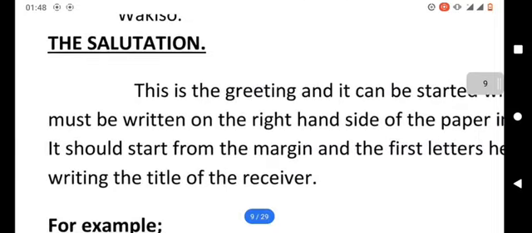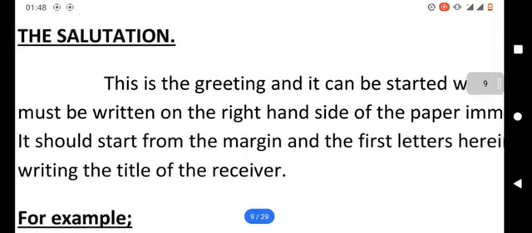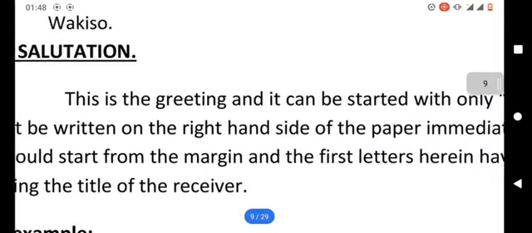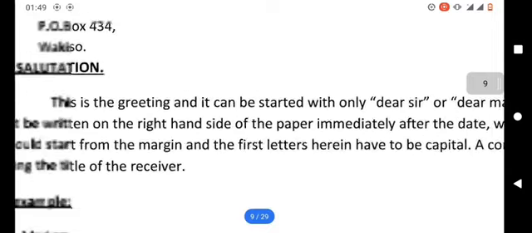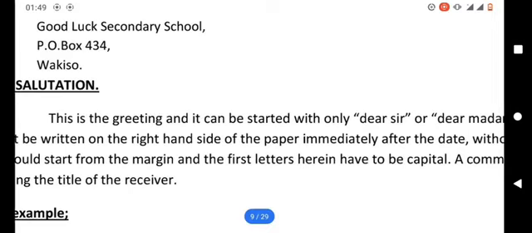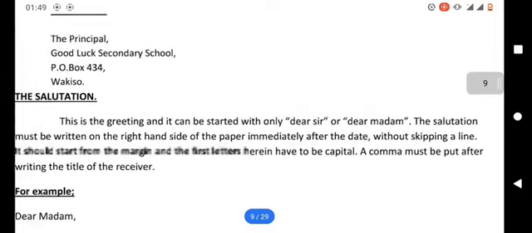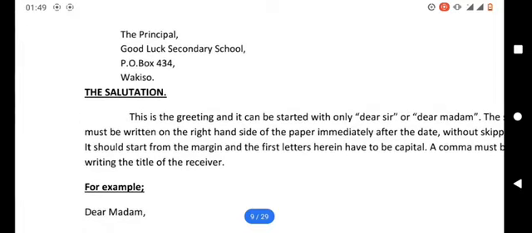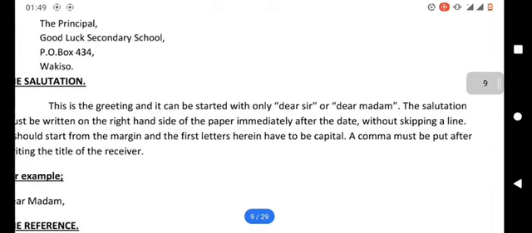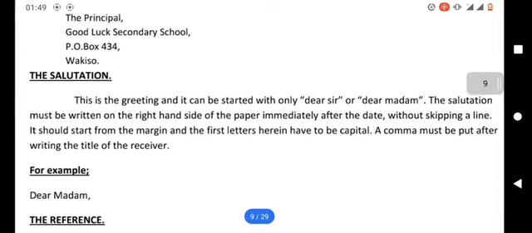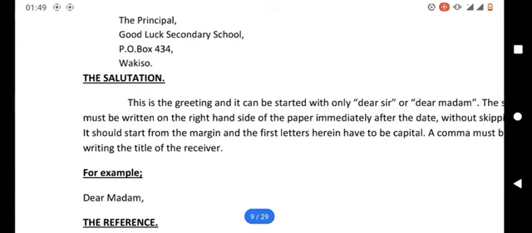From there we have the salutation. We say the salutation acts as a greeting. This is a greeting and under formal letters, it can be started only with dear sir or dear madam. The salutation must be written on the left hand side of the paper immediately after the address, without skipping a line. It should start from the margin.